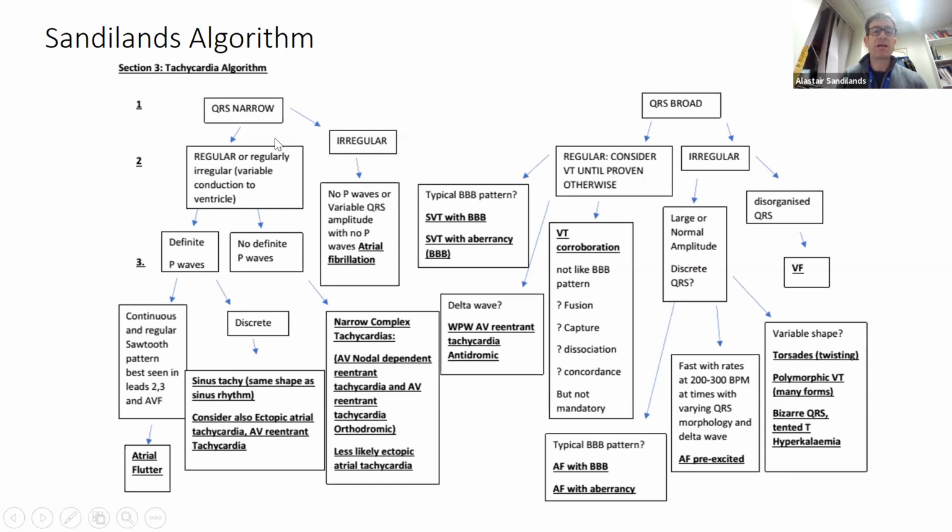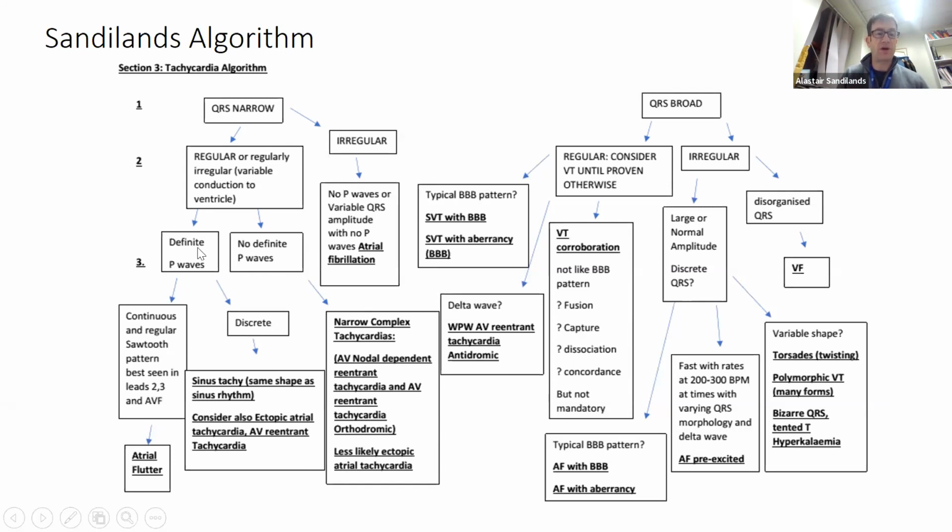Okay. If the QRS is narrow and regular, or perhaps regularly irregular, then there may be variable conduction to the ventricle. Are there any P waves? That's the next thing. So there's no definite P waves. You're not sure they're P waves. So we're looking therefore at something called a narrow complex tachycardia, which, as I've tried to explain, could be AV nodal dependent in the middle of the node, or it could be AV reentrant tachycardia, which was the one with the Wolff-Parkinson-White pathway, but these are narrow complex, less likely to be ectopic atrial tachycardia, which is where there is discrete and focal P waves.